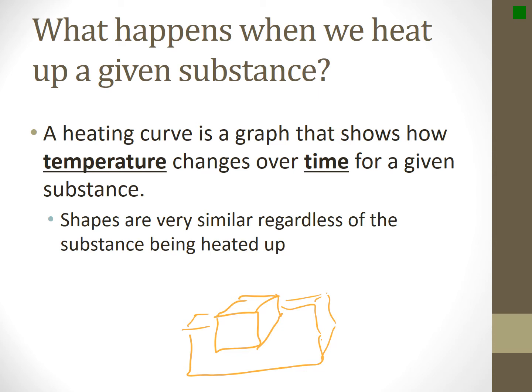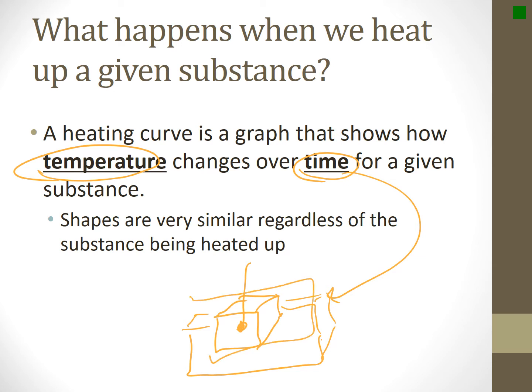A heating curve is a graph that shows how temperature changes over time. So what we did is that we had this ice, we put a thermometer in it. We made the ice with the thermometer in it. It's now in a glass beaker. And then we started heating the substance up, and we took its temperature, let's say every 30 seconds, and we recorded it.